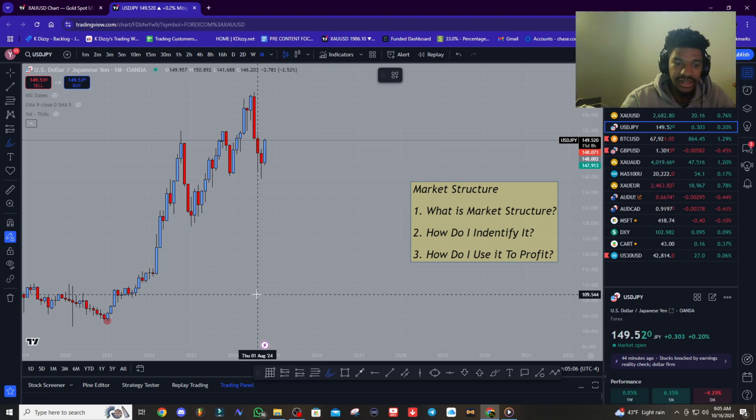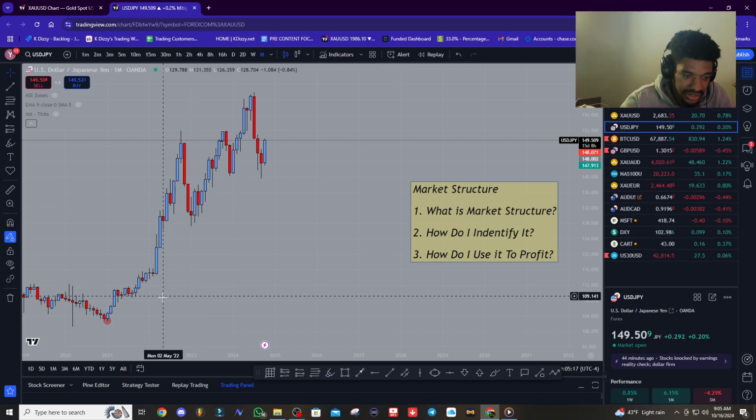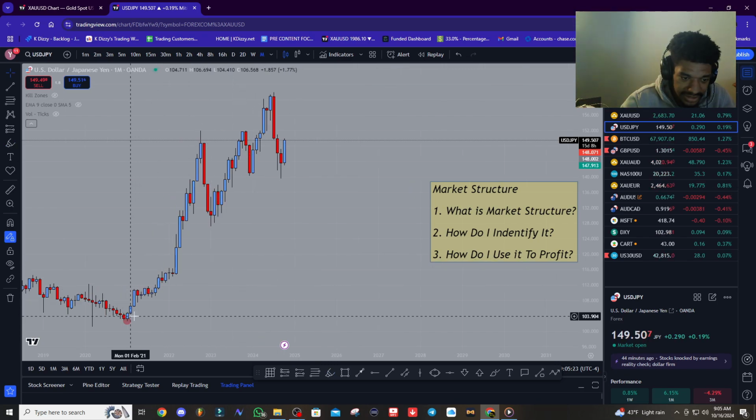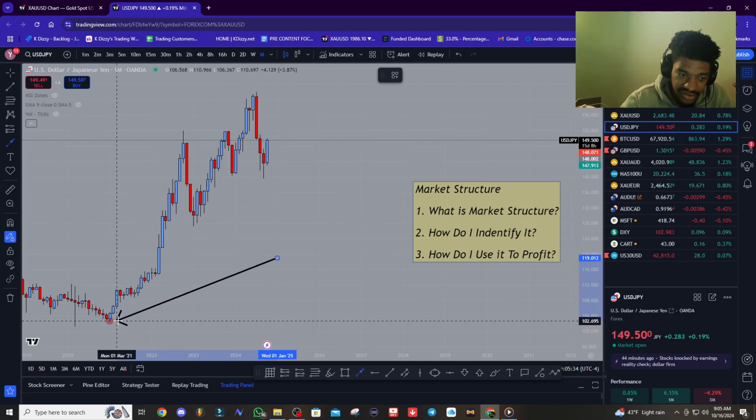And one thing that I always do is mark my higher highs and higher lows. So what is that, you may say? It's identifying, let's start from this low right here. I already got it marked. This is a low point, right?